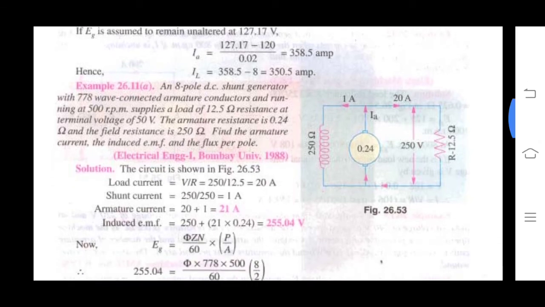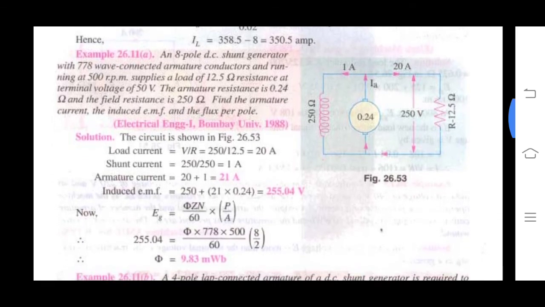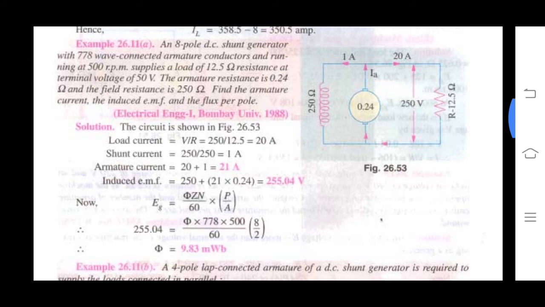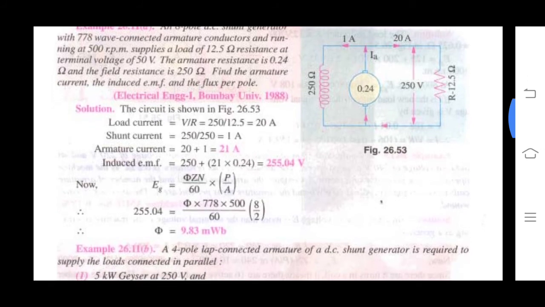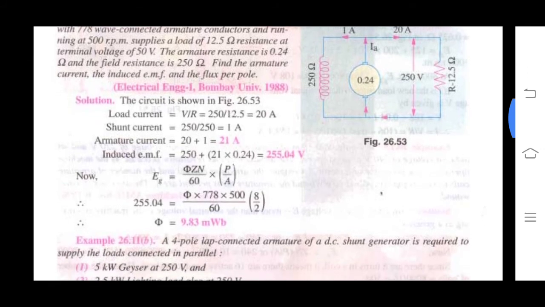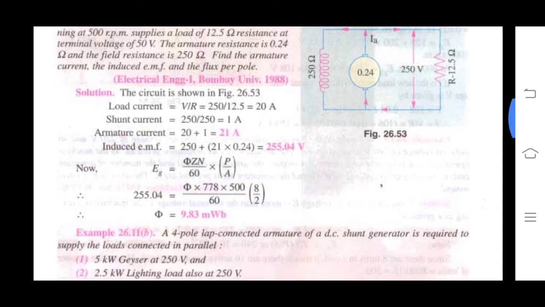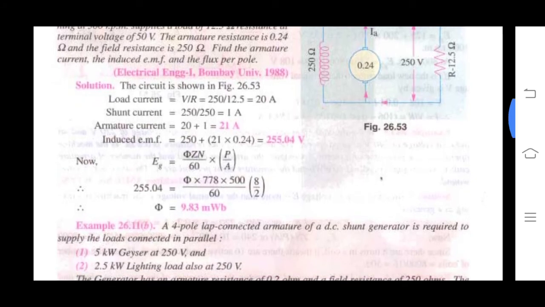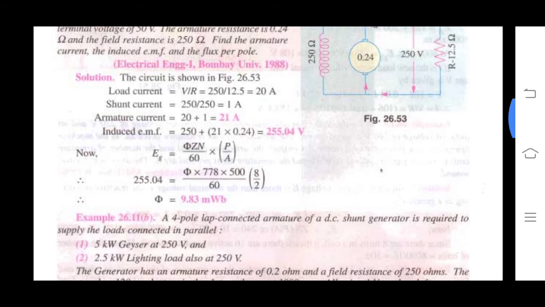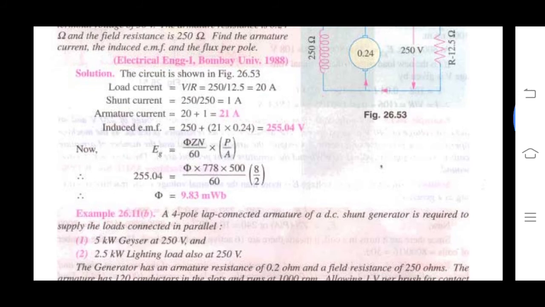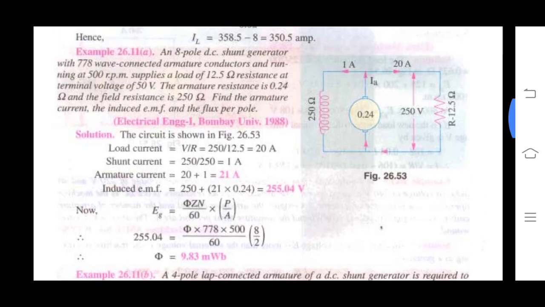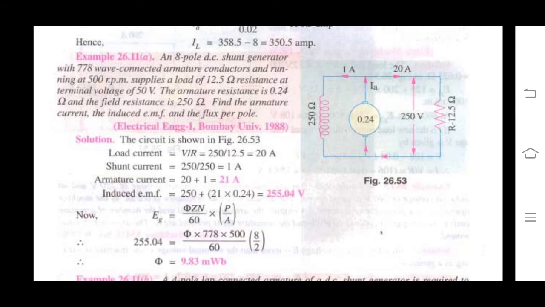An 8-pole DC shunt generator with a 778 wave connected armature conductors and running at 500 rpm supplies a load of 12.5 ohm resistance at a terminal voltage of 250 volts. The armature resistance is 0.24 ohm and the field resistance is 250 ohms. Find the armature current, the induced EMF and the flux per pole.